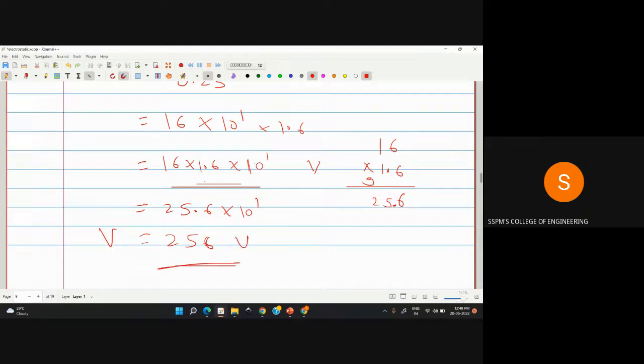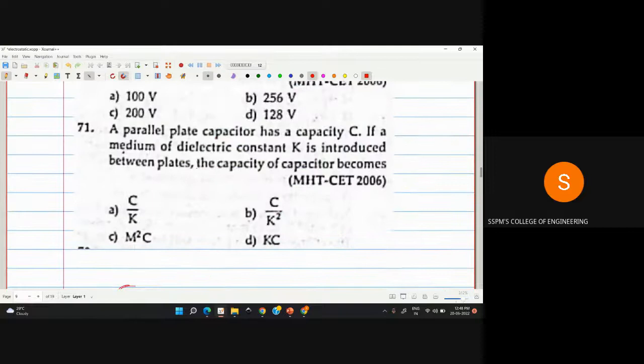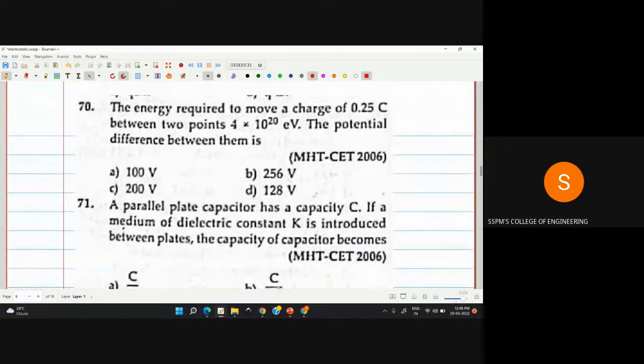So what is the correct option? The correct option is 256 volt. Isn't it?